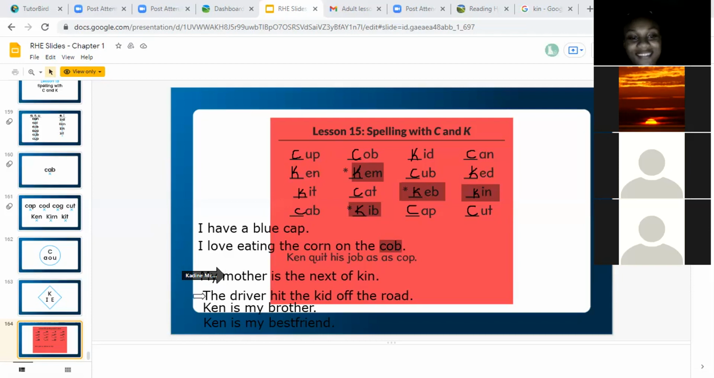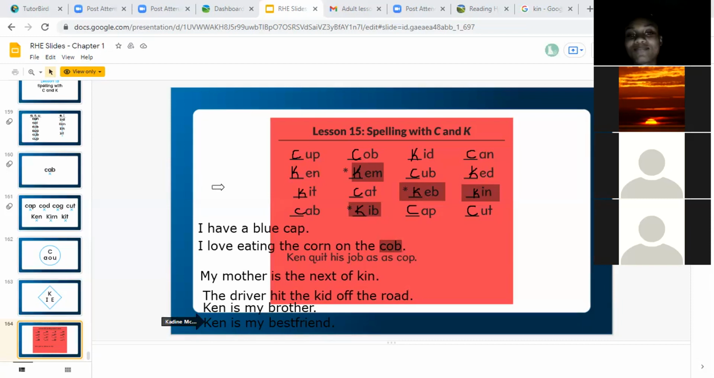Yes. The driver hit the kid off the road. And this one, Ken is my brother. The last one, Ken is my best friend. All right. So let's recap now. How do we know that C starts the word? And how do we know that K starts the word?